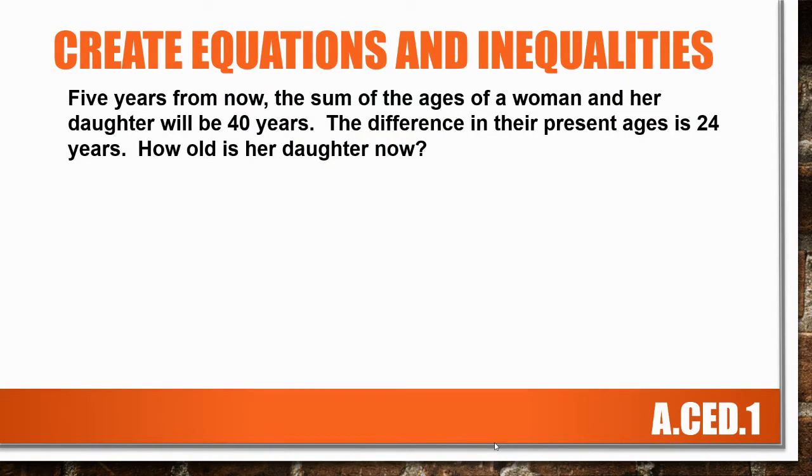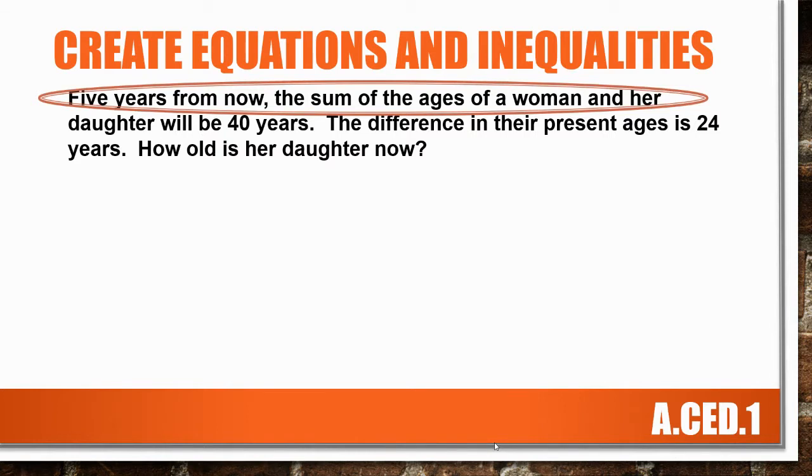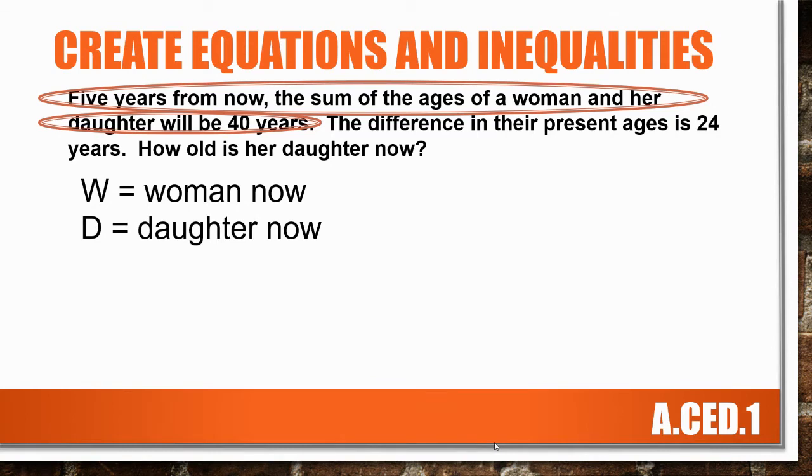5 years from now, the sum of the ages of a woman and her daughter will be 40 years. The difference in their present ages is 24 years. How old is her daughter now? Well, let's look. 5 years from now, so we're going to look at this entire sentence. The woman's age now, we're going to call that W. And the daughter's age now, D. This says 5 years from now. So in 5 years, how old will the woman be? She will be W plus 5. The daughter will be D plus 5.